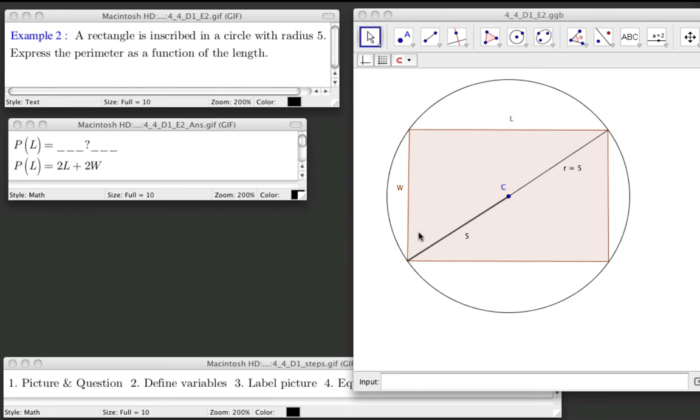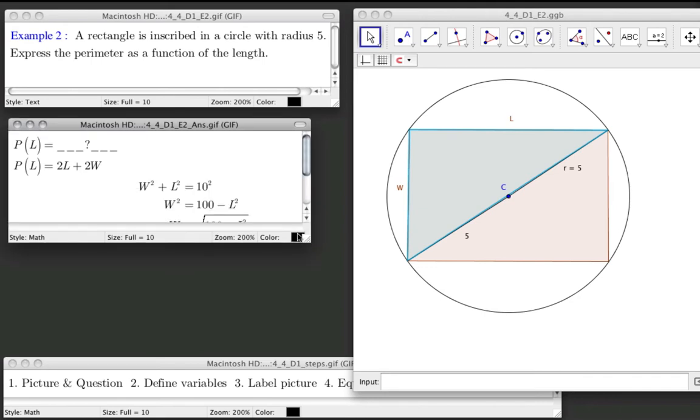Now that I have this length of 10 diameter, I could go ahead and make a triangle. And since rectangles have right angles, I think that the blue triangle is a right triangle, and the equation that I could use is the Pythagorean theorem. L squared plus W squared equals 10 squared. And now I have the function that I'm aiming for. The W needs to disappear. I have an equation. I can solve it for W.